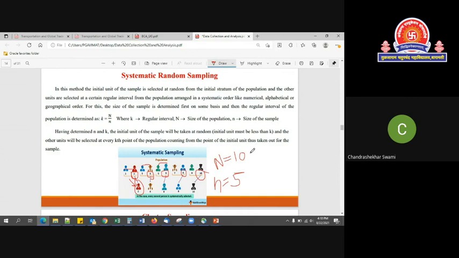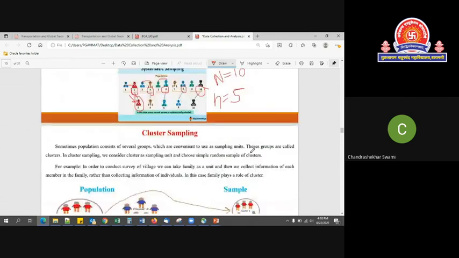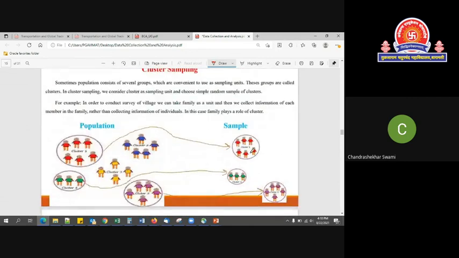Systematic random sampling. Now cluster random sampling. Again, in the cluster random sampling, your population is what? Heterogeneous type. They are not homogeneous. So in this case, again we are doing the grouping. And in this group, every group is what? Heterogeneous. This group contains all the types of characteristics, values, or observations.